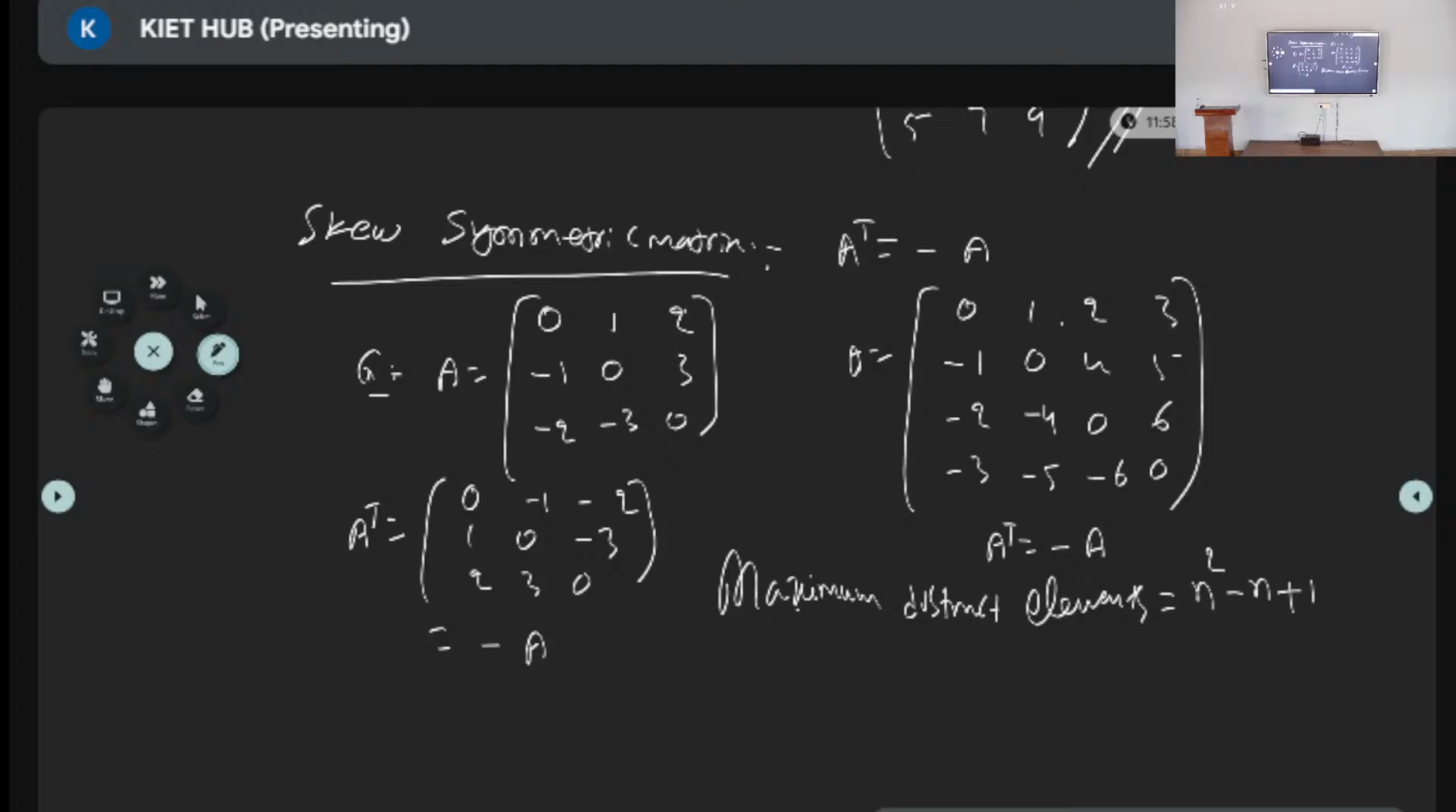A transpose, write down types of matrices. What is the formula for skew symmetric? Half A minus A transpose. Hello. What is the formula for the skew symmetric? Half A minus A transpose. 2 into A minus A transpose.